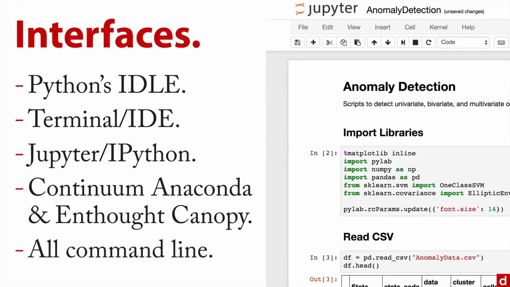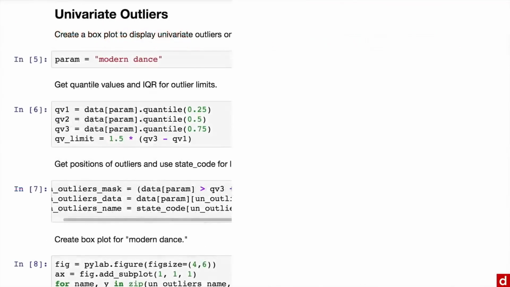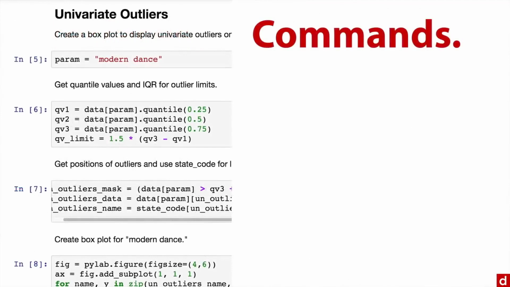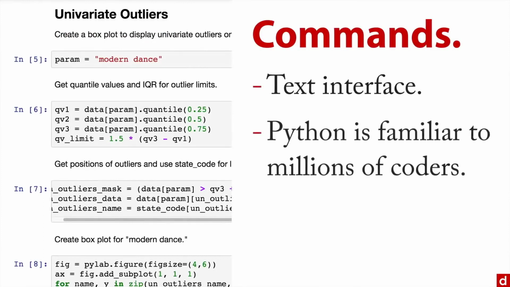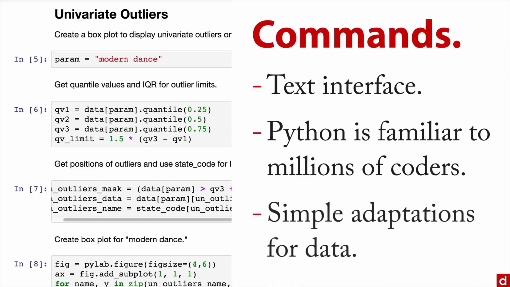Again, there are some tremendous strengths to that, but it can be intimidating to some people at first. In terms of the actual commands of Python, you have some examples here on the side. The important thing to remember is that it's a text interface. On the other hand, Python is familiar to millions of coders because it's very often a first programming language that people learn to do general purpose programming. And there are a lot of very simple adaptations for data that make it very powerful for data science work.